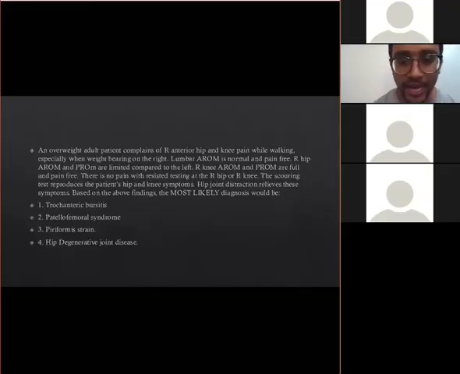Right hip active range of motion and passive range of motion are limited compared to the left. See, what did I tell you before? We need to look at the active range of motion and passive range of motion. Both are limited, both are restricted. So we can tell for sure that something tight is restricting the range of motion. Hip, active and passive, both are affected.